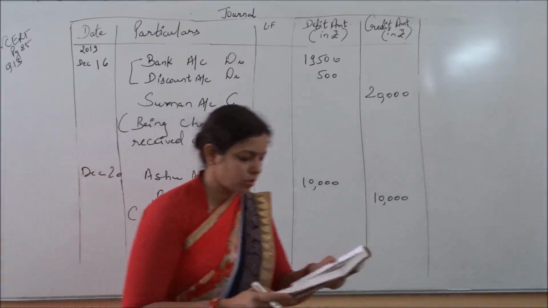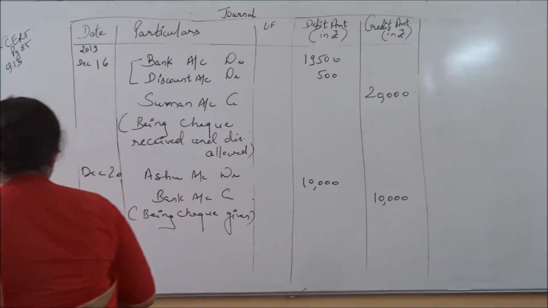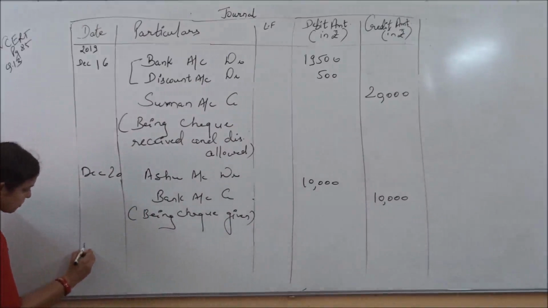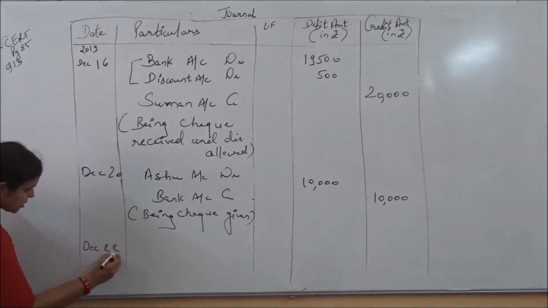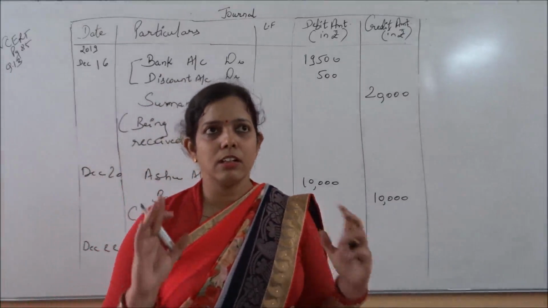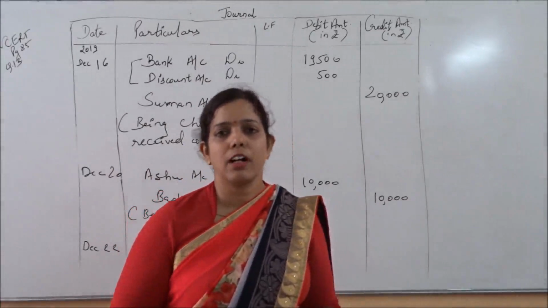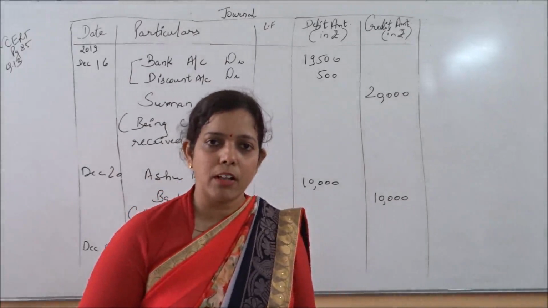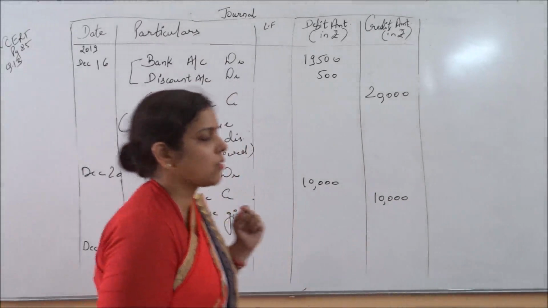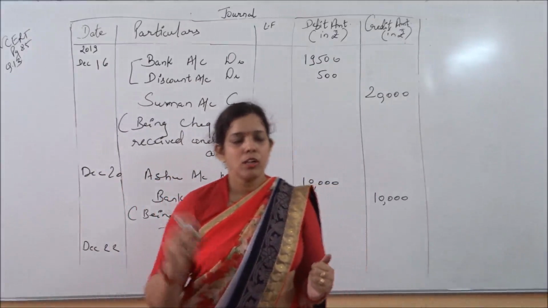Okay, then next one, December 22, rent paid by check. What is the transaction? Rent paid. Now just think about the classification: rent is which type of account? Rent is a nominal type of account. It is a nominal expense for the business. Remember the rule we discussed in the previous video. What is the rule of nominal?